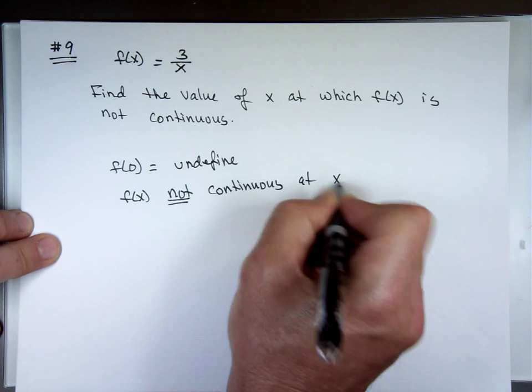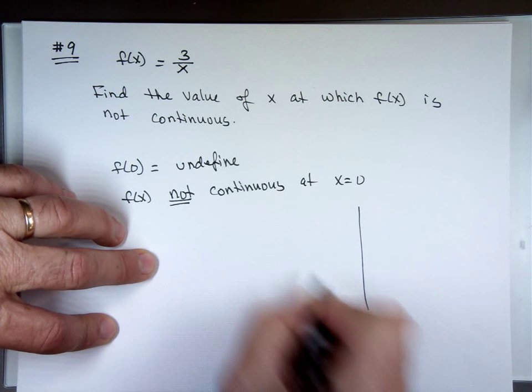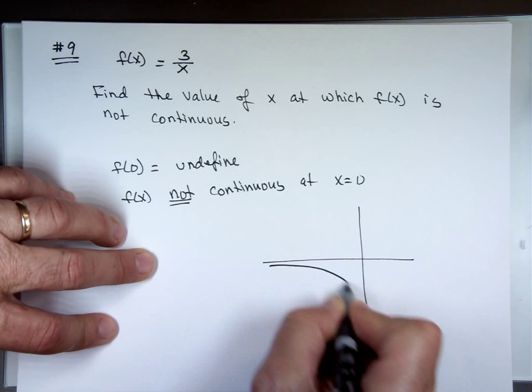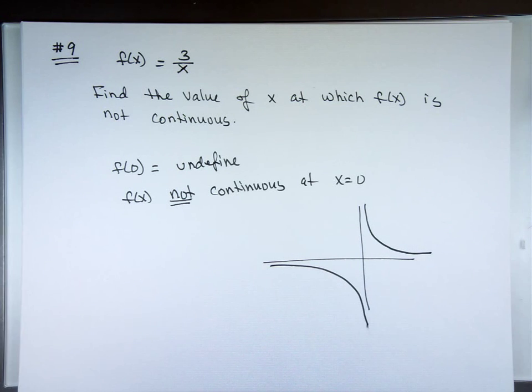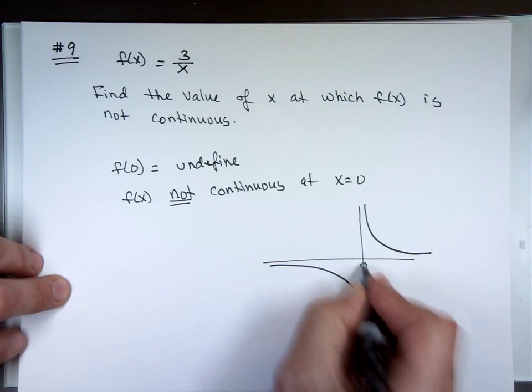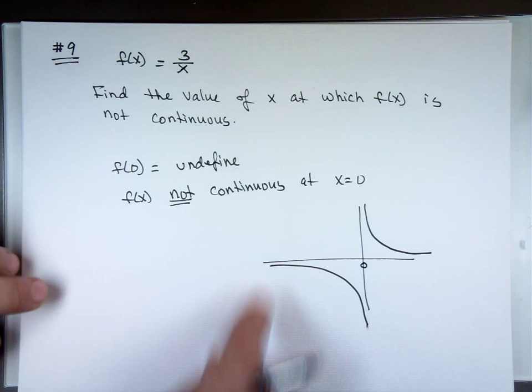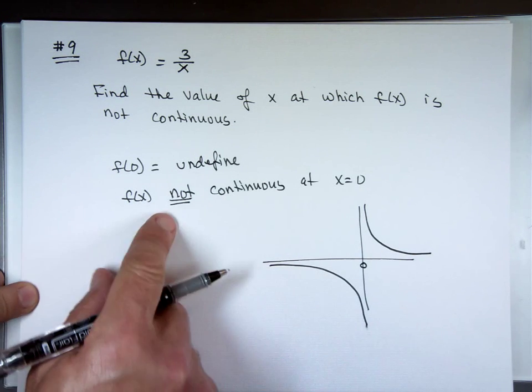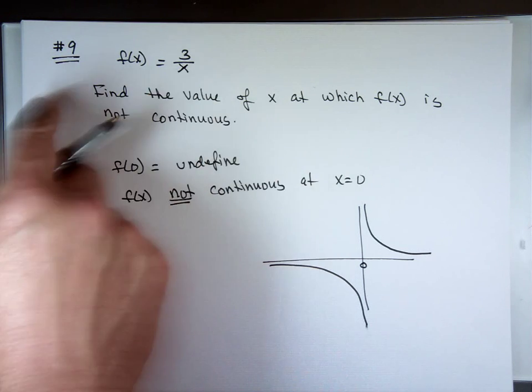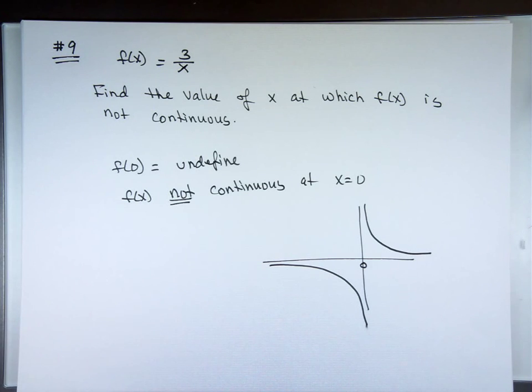If I graph that, this is what my graph will look like. What do you notice at 0? You've got a hole in it. It's continuous anywhere before that, anywhere after that, but not at 0 because the function is not defined at 0. Any other value, the function is defined and it has a limit. So that's the only spot the function is not continuous.